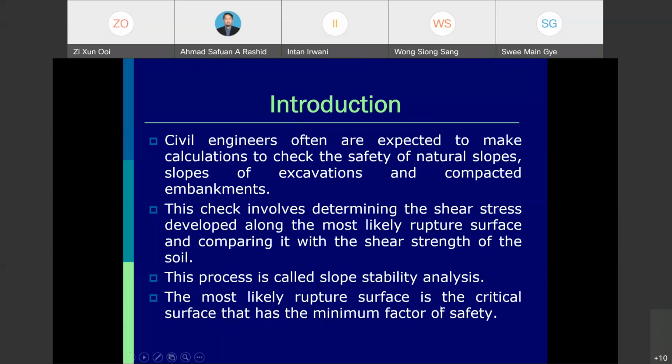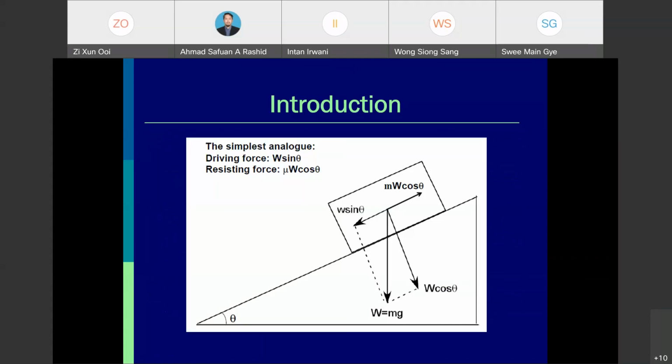The most likely rupture surface is the critical surface that has the minimum factor of safety. So we need to run several analyses or calculations to determine the minimum factor of safety and the optimum location of the rupture surface. Yes, so this is what we have discussed previously. Actually this is new, similar to this one.